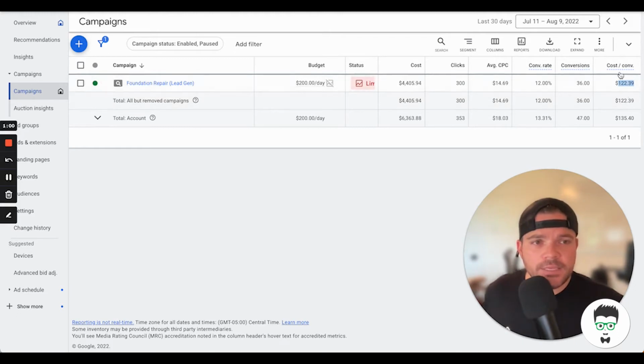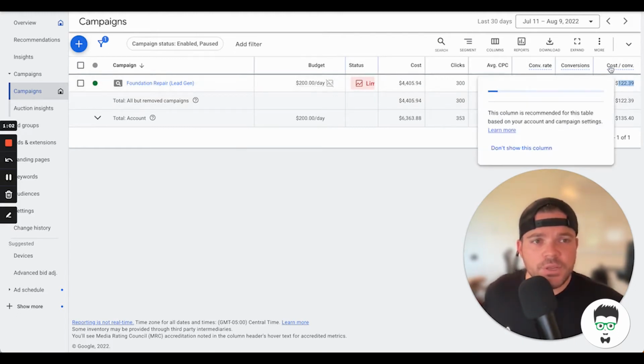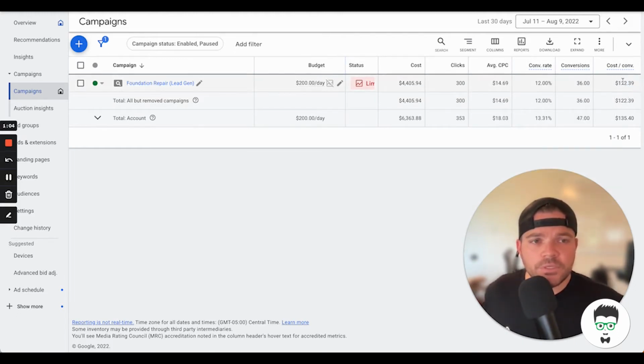And then it has a cost per lead or acquisition of $122.39, which is below what our maximum goal is. So this is exactly where we want to be on this campaign.